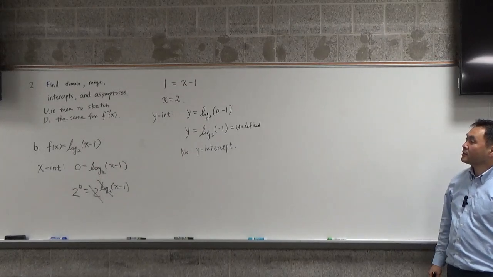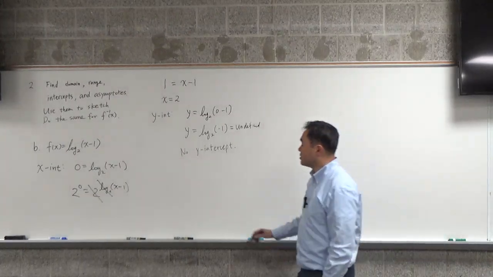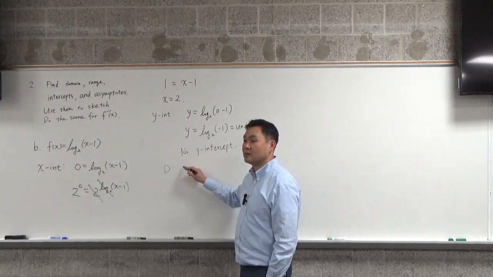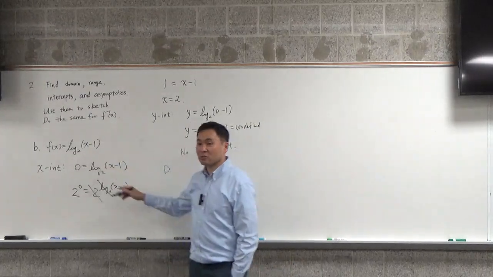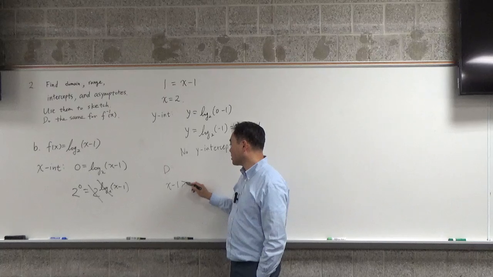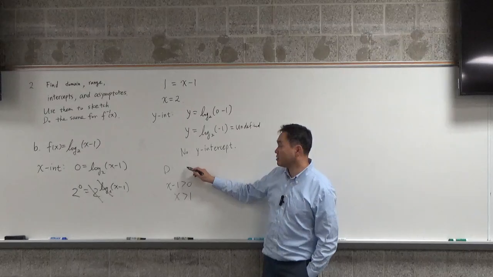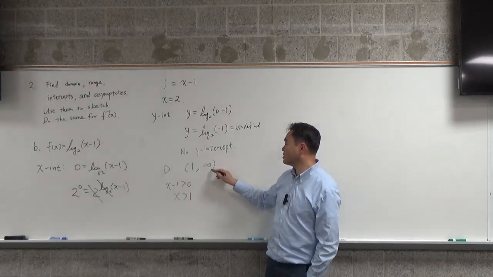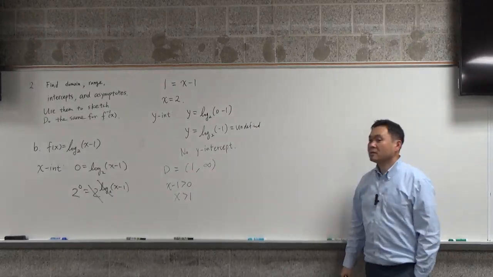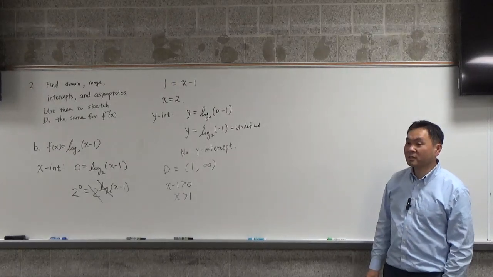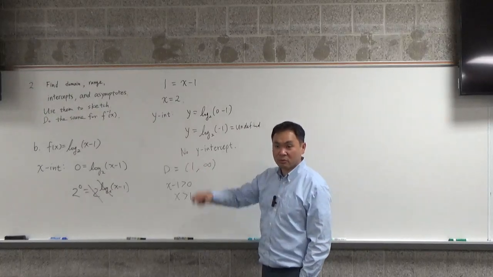All right. Now, what's the domain? x minus 1 has to be what? Positive. Has to be greater than 0. You add 1 to both sides. So what's the domain? 1 to infinity. That's the domain. On the other hand, the range would be negative infinity to infinity, because the log function goes from negative infinity to positive infinity.